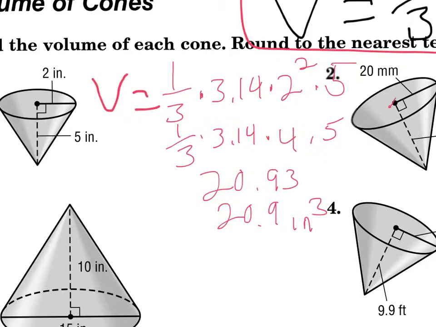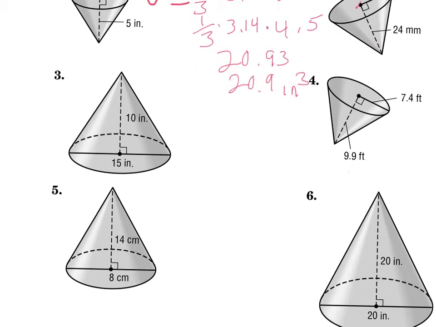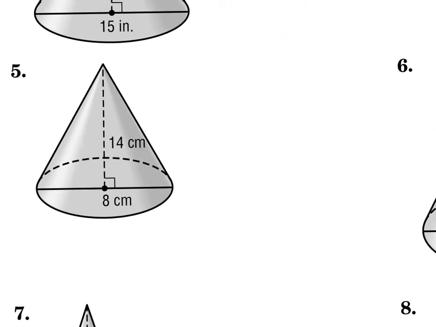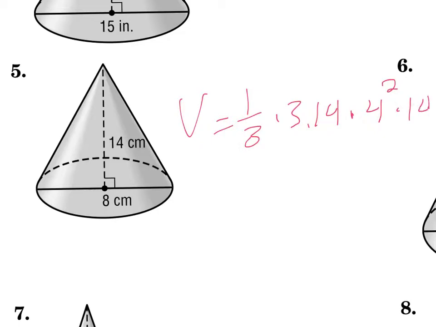Now, one thing to remember, if you get a problem like 5 here, that is not a radius. This is a diameter. So when you plug that into the formula, 1/3 times pi, your r is not 8, it is 4. So please make sure that when you are looking at these problems, you are getting radii and not diameters. Very, very important.